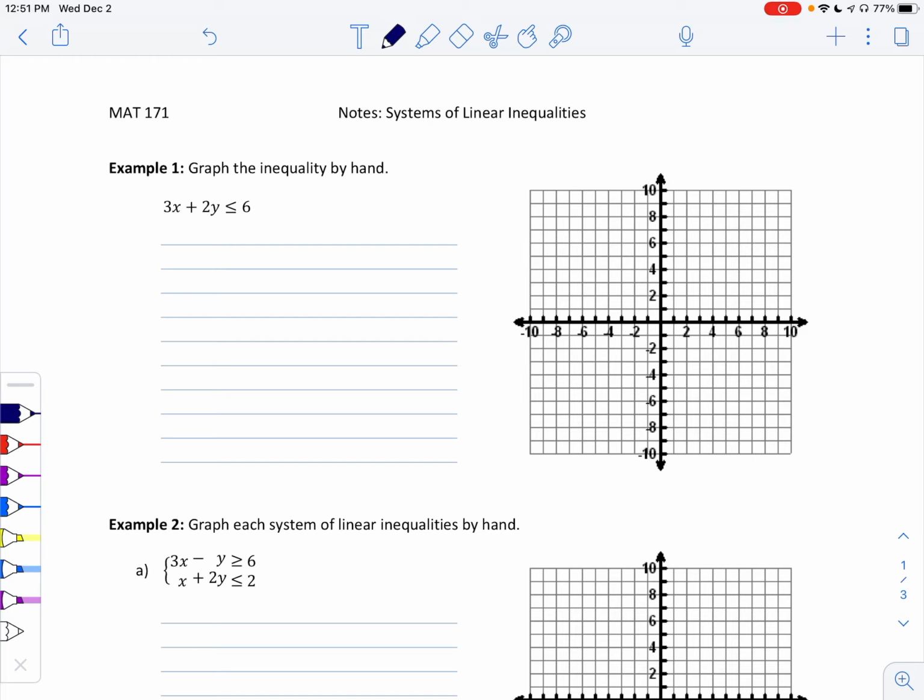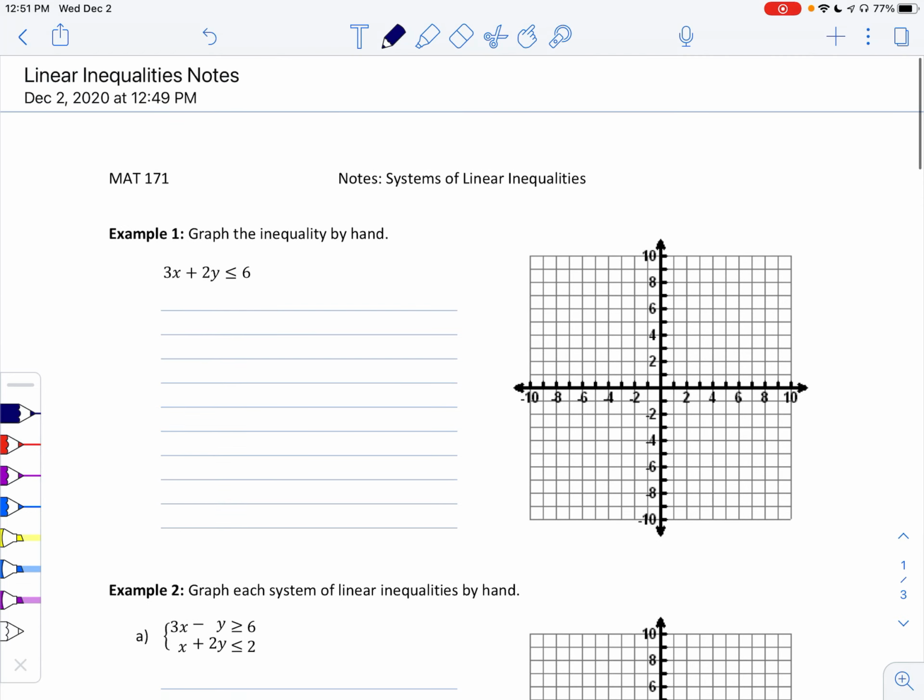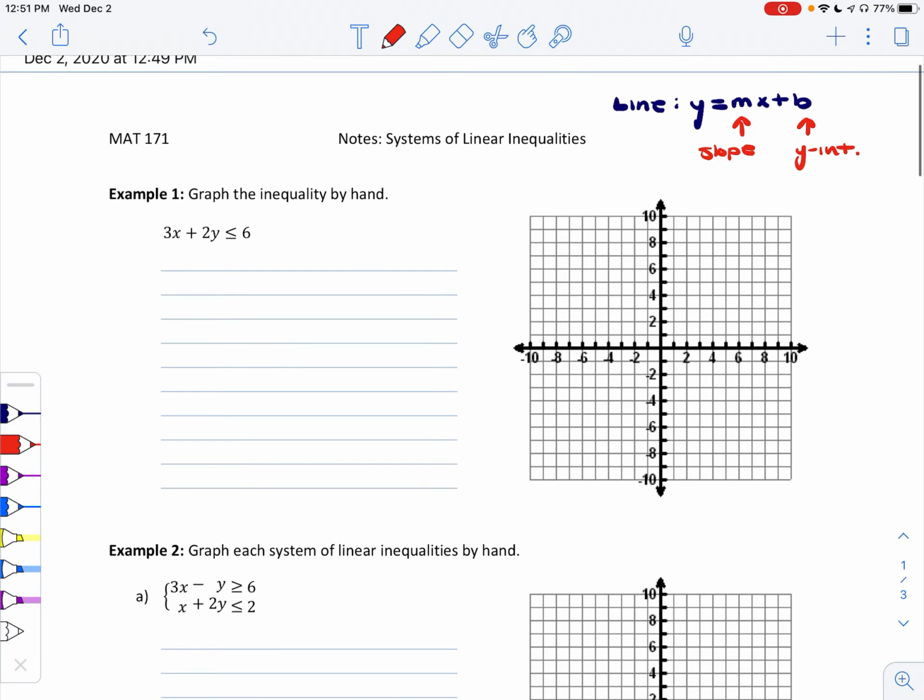So the first thing you want to remember is that whenever you're thinking about a line, let me just put a note up here. The equation of a line, remember, is in slope-intercept form, y equals mx plus b, where m is the slope, or our rise over run, and b is our y-intercept. So whenever you're trying to graph one of these systems, you want to start by solving for y and putting it in that slope-intercept form.